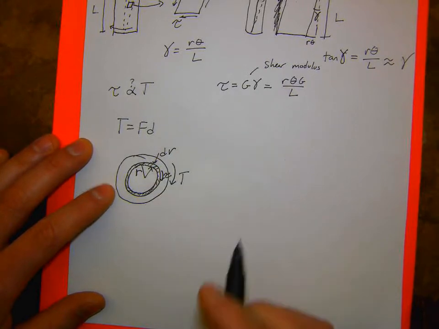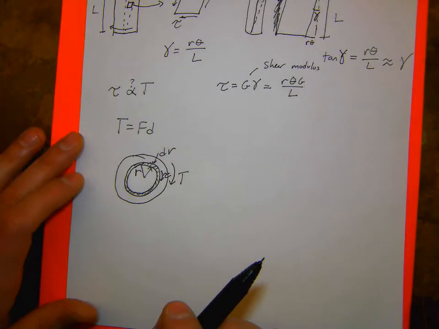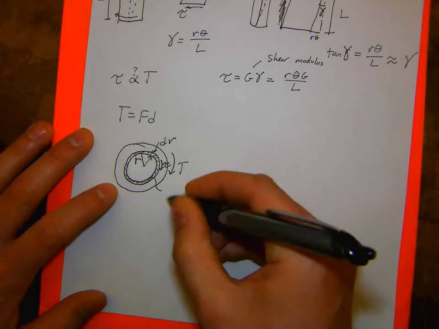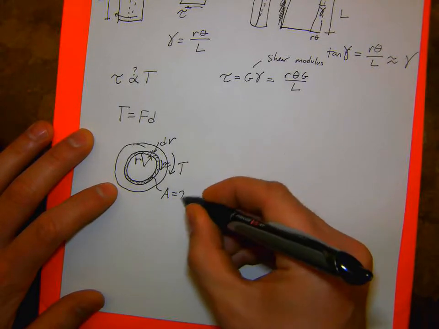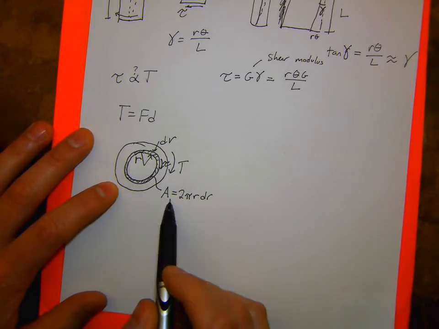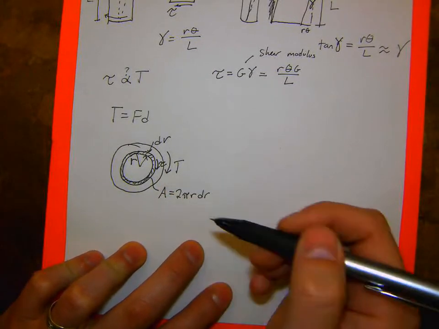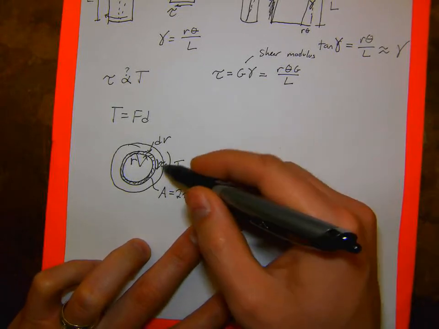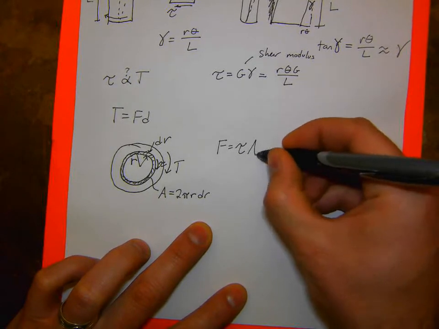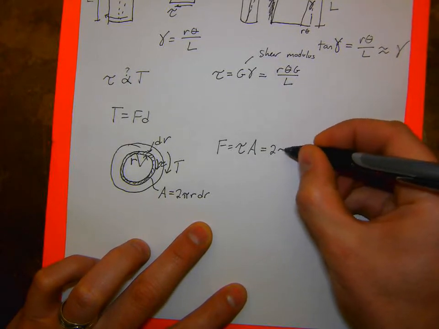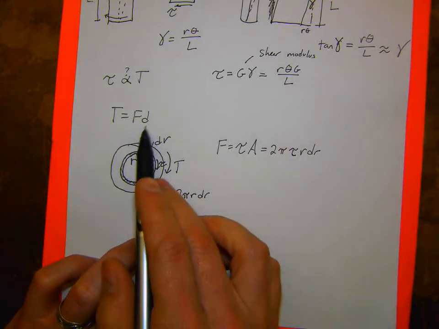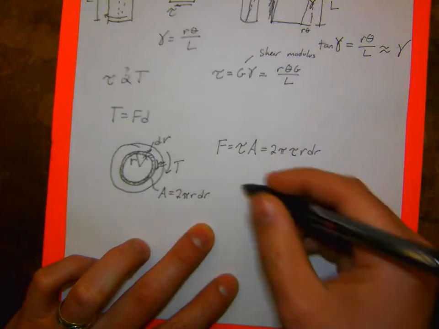The area of this little annulus is 2 pi r dr, which is the area of a thin, or infinitesimally small, ring. So the force being applied along that is just the shear stress times the area, or 2 pi tau r dr. And I know it's acting at some distance d away. My d here is just equal to r in the definition that I'm using.